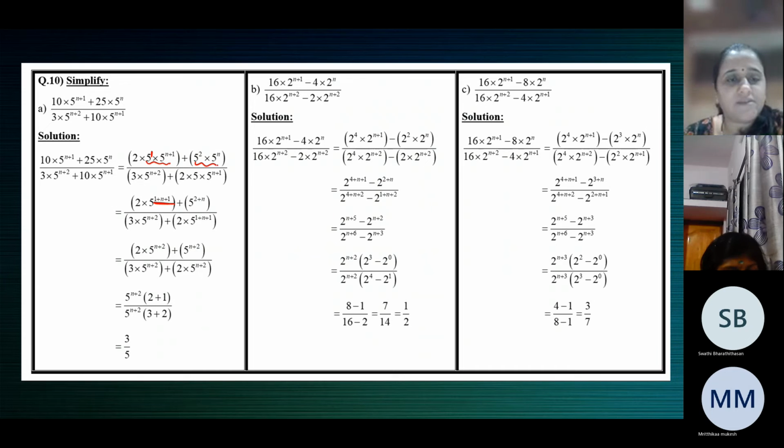And here again, bases are the same, it's multiplication, so we add the powers. So we have this one, 2 plus n. The denominator, this one as it is, this one as it is. And here again, bases are the same, it's multiplication, we add the powers. So the power is 1 here, 1 plus n plus 1. So 2 into, then simplify. It'll be 1 plus 1 is 2, so n plus 2.